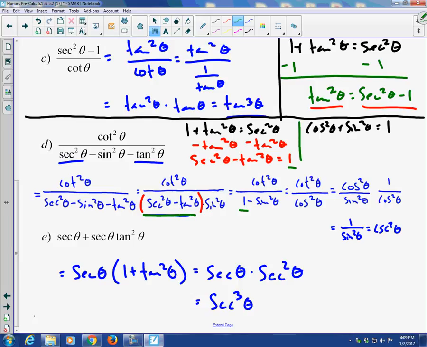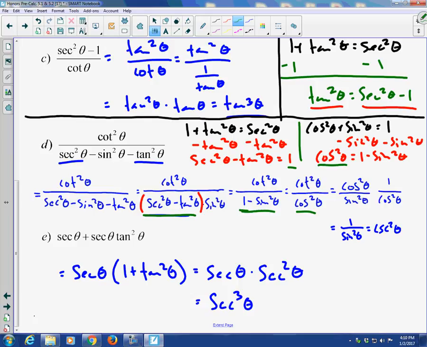Now right here, we've got 1 minus sine squared theta. We want to try to substitute one term for two terms right there with the Pythagorean identity. So going to the Pythagorean identity involving sine, we've got cosine squared theta plus sine squared theta equals 1. And right here, if we subtract sine squared theta from both sides, we've got cosine squared theta equals 1 minus sine squared theta. So we can substitute in cosine squared theta for our 1 minus sine squared theta there.